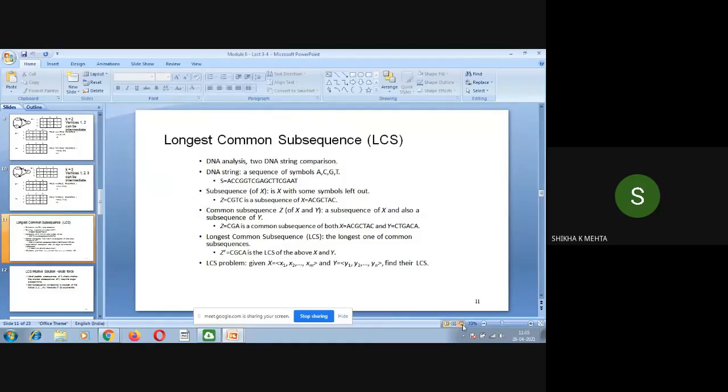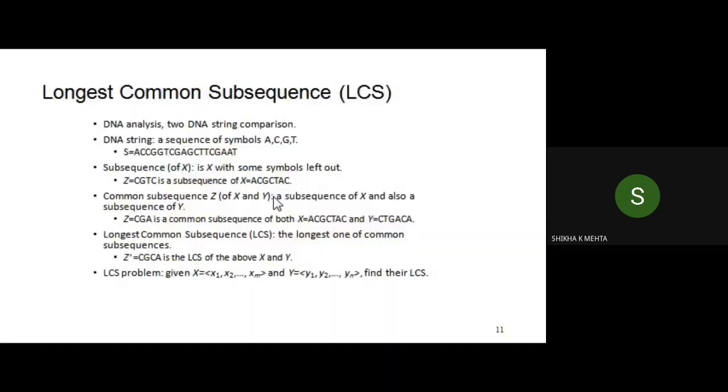The problem that we are going to solve using the dynamic programming approach is the longest common subsequence. First of all, we have to understand what the longest common subsequence is. Such kinds of applications exist when we are going for DNA analysis.